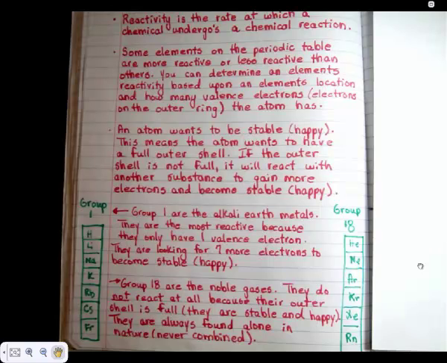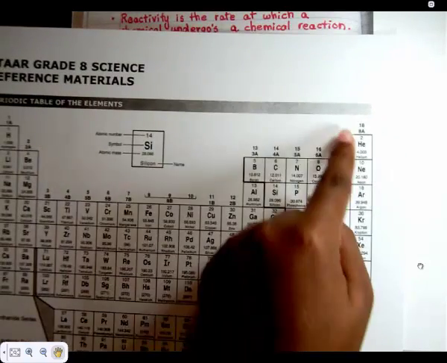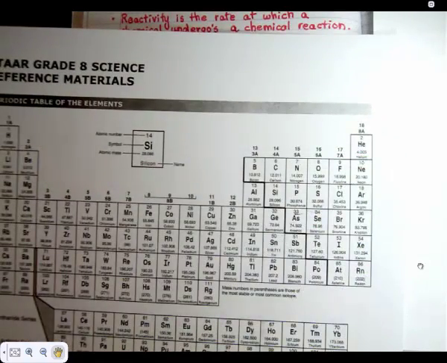They do not react at all because their outer shell is full and they are stable and happy. They are always found alone in nature. They are never combined with anything. So here's group 18. We call them our noble gases because they're all gases and you will never find them combined with anything. They can't combine. Their outer rings are full and cannot accept any more electrons.